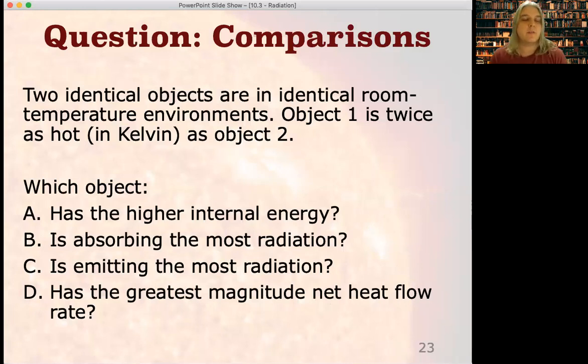Which one of the two objects has the higher internal energy? Which one is absorbing the most radiation? Which one is emitting the most radiation? And which one has the greatest magnitude net heat flow rate? So four different things to compare.